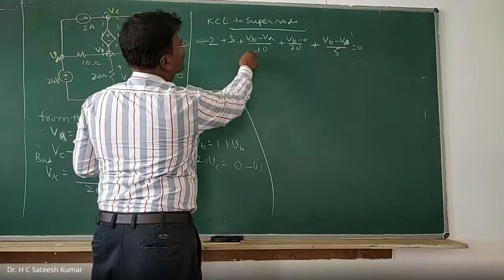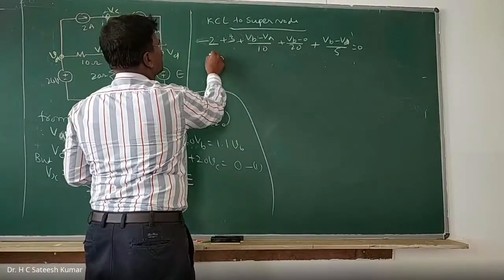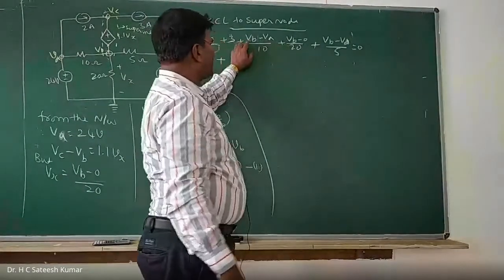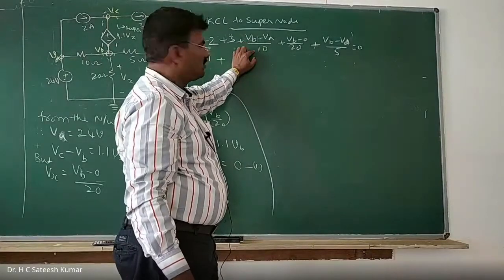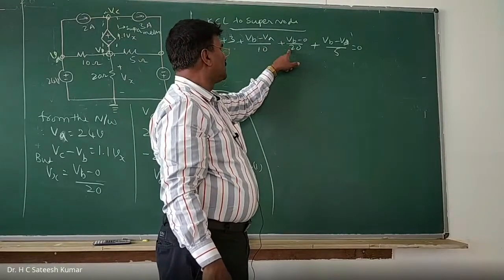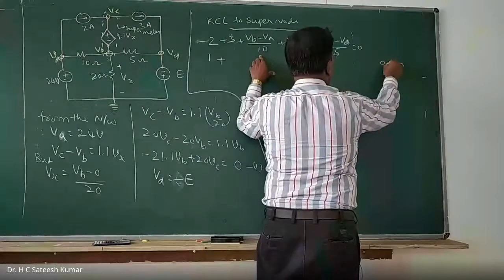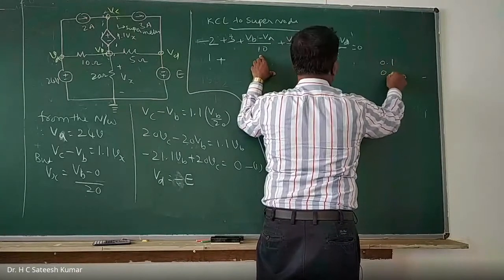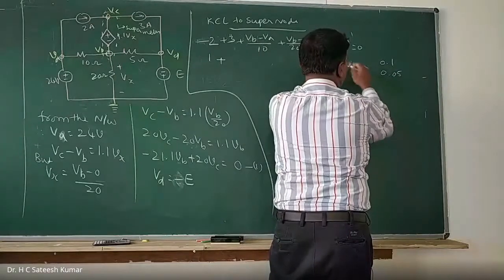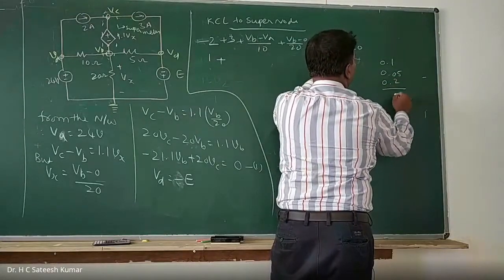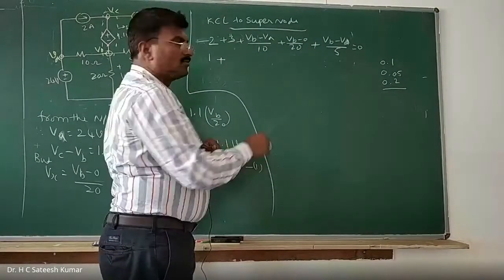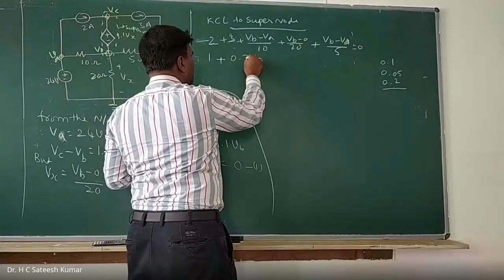Before that, you can simplify for VB itself. So, minus 2 plus 3 is 1 plus VB. How much is this VB? 1 by 10 is 0.1 VB. 1 by 2 is 0.5. 1 by 20 is 0.05. 0.1 plus 0.05 plus 0.5, and 1 by 5 is 0.2. So how much is that? 0.35, no? Yes or no? 0.35 VB.